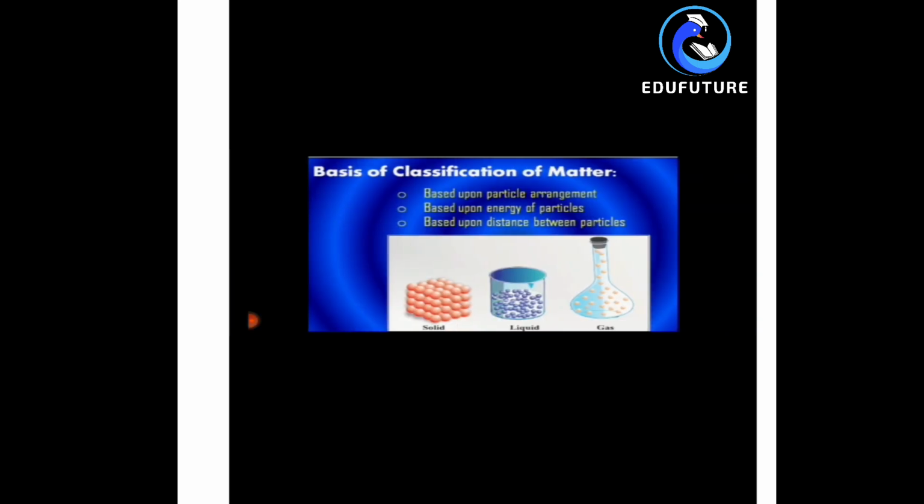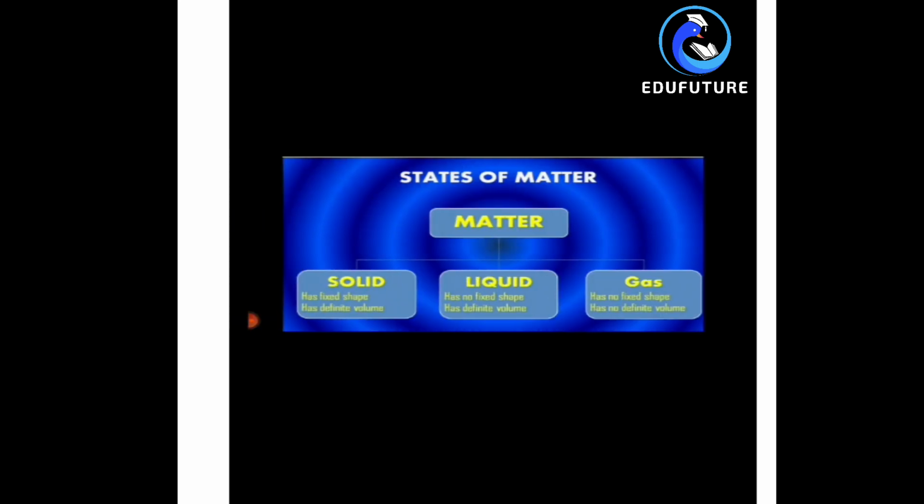Basis of classification of matter. Now, how is matter classified? Based on particle arrangement, based upon energy of particles, based upon distance between particles, it could be classified into three categories: solid, liquid, gas. Let us discuss each one of them one by one. Matter is classified into three. Number one, solid. Number two, liquid. Number three, gas. Matter: solid, liquid, gas.